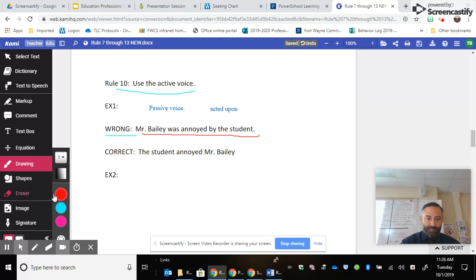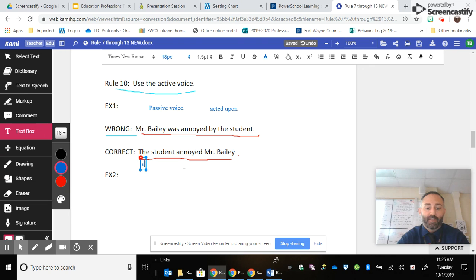Conversely, this is correct: the student annoyed Mr. Bailey. And we forgot to put a period there, so now it's there. In this case, the student is the one doing the action. With this example, this is known as the active voice. The subject of the sentence is doing the work.